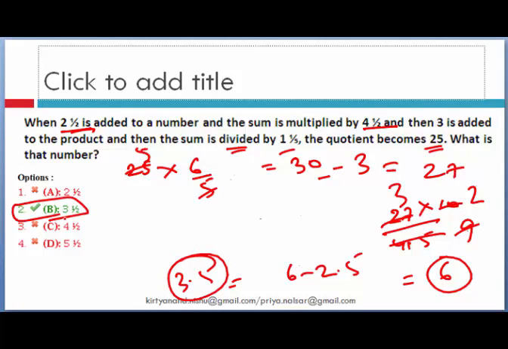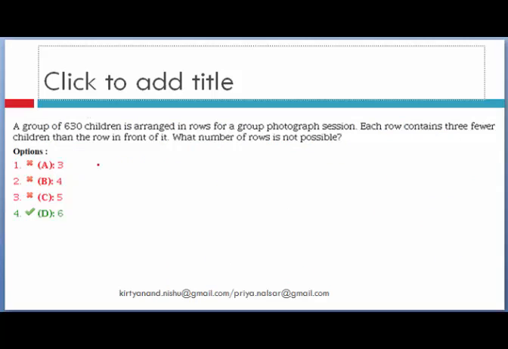That's our answer. We are done. Now the next question. Okay, so now this one is a slightly complicated question. At the face of it, you might find it slightly difficult, but it's very easy. So see, there are 630 students in total, and they're all arranged in rows like this.